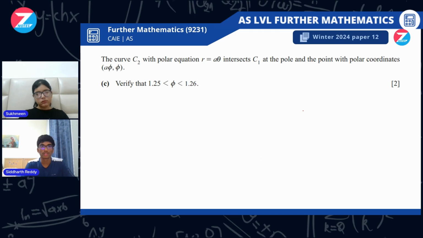Okay, the curve C2 with polar equation r equals a theta intersects C1 at the pole and at the point with polar coordinates (a phi, phi). Verify that this angle phi is between 1.25 and 1.26. So just drawing that again.